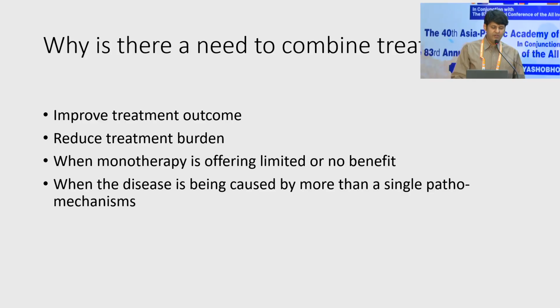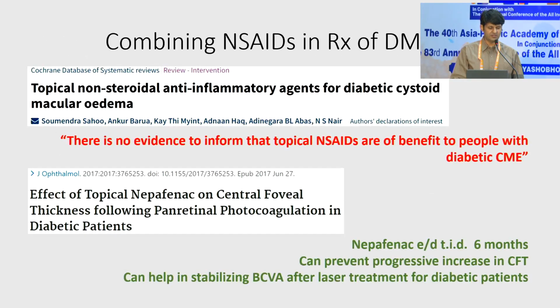So why do we do that? We anticipate that combination could improve the treatment outcome. It could reduce the load of treatment, the treatment burden, when we see that monotherapy isn't giving us what we anticipate to see, or when the disease itself has more than one pathomechanism which is causing the disease to progress or to persist.